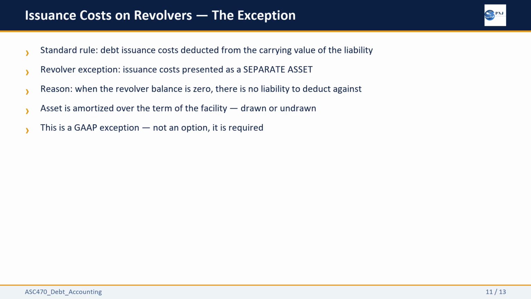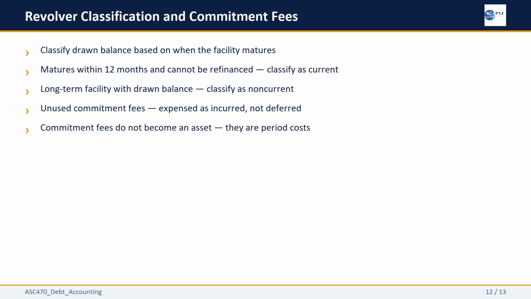Why? Because a revolver can have a zero balance. If you owe nothing on your revolver today but you paid fees to set it up, where do you put those costs? You cannot deduct them from a liability that does not exist. So GAAP requires you to present revolver issuance costs as a separate asset on the balance sheet. And that asset is amortized over the full facility term regardless of whether the revolver is drawn or sitting at zero.